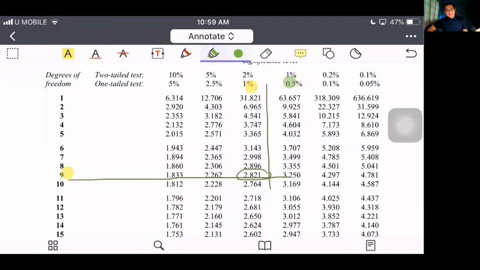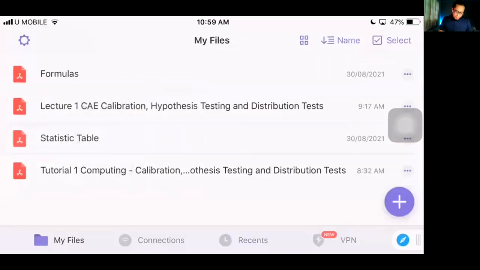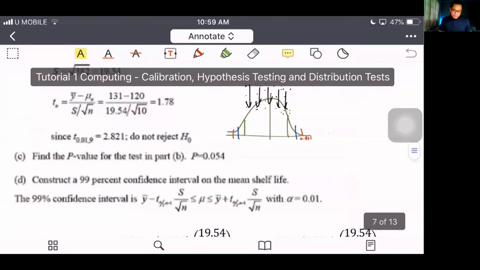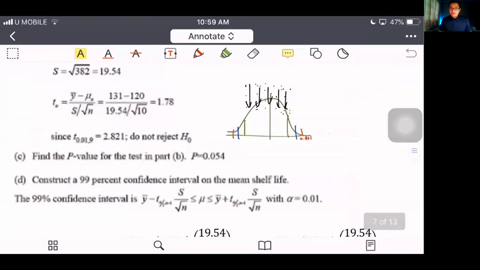So that is why, again, I take out the probability from the question assessments, because what's the point? However, if you want to know what is the probability of the cans of beverage exceeding 120 days, this is between 1% and 0.5%. So the p-value of 0.054 or 5%, right, 0.5%, is between that number.